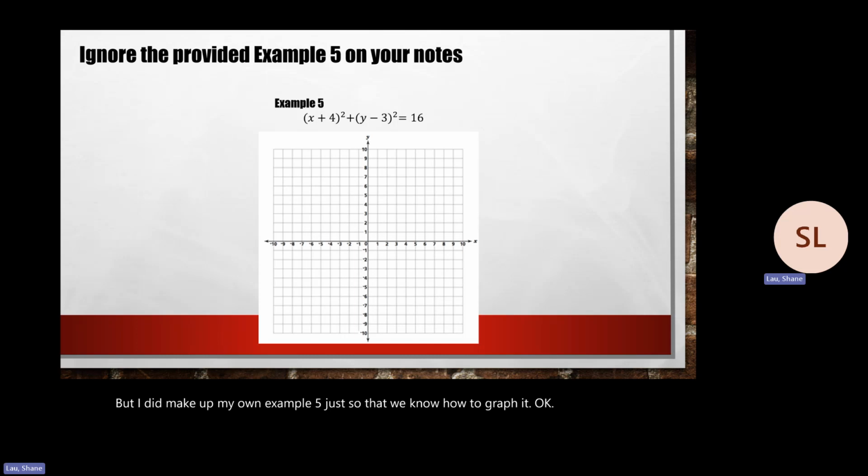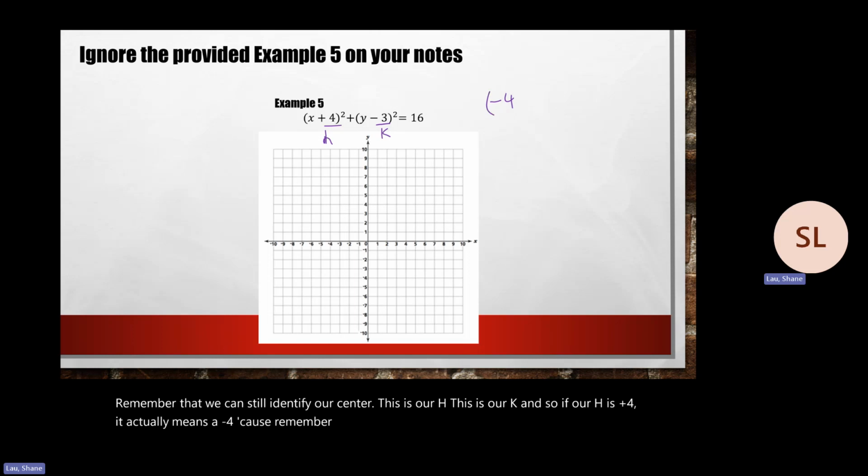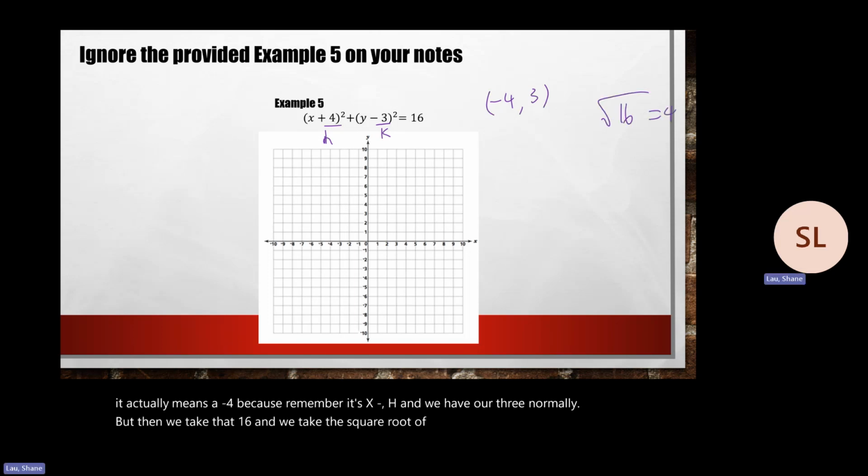Remember that we can still identify our center. This is our H. This is our K. And so if our H is positive 4, it actually means a negative 4. Always remember it's x minus H. And we have our 3 normally. But then we take that 16 and we take the square root of 16. That equals 4. And that is our radius, R. So our center is negative 4, 3.